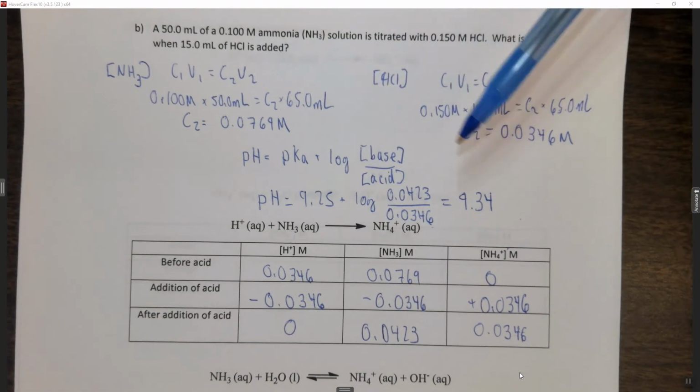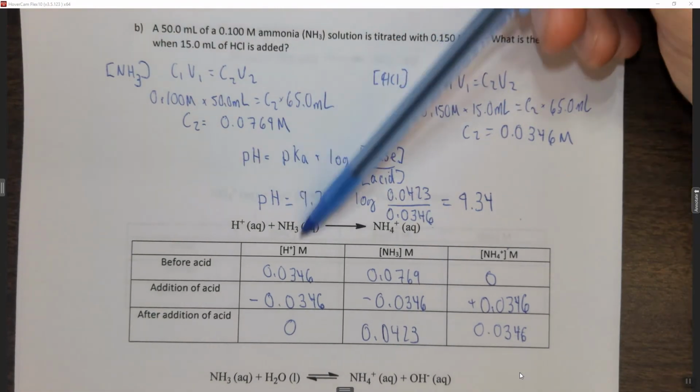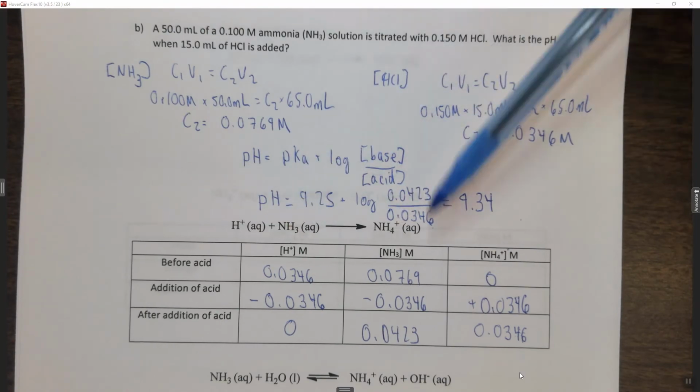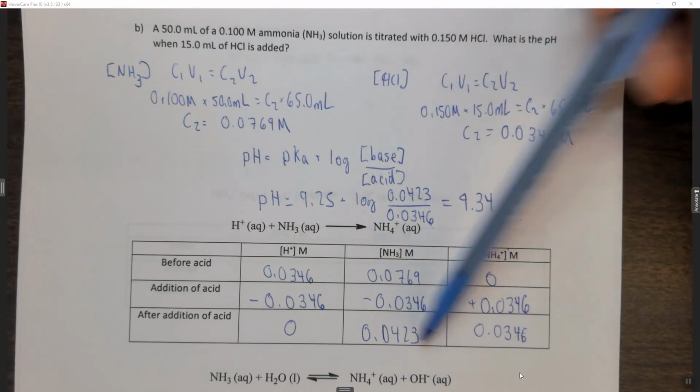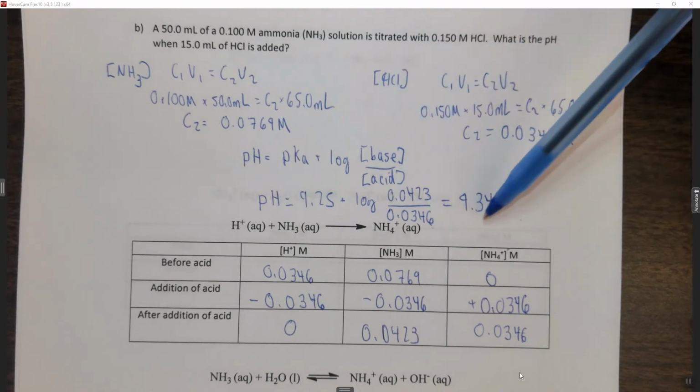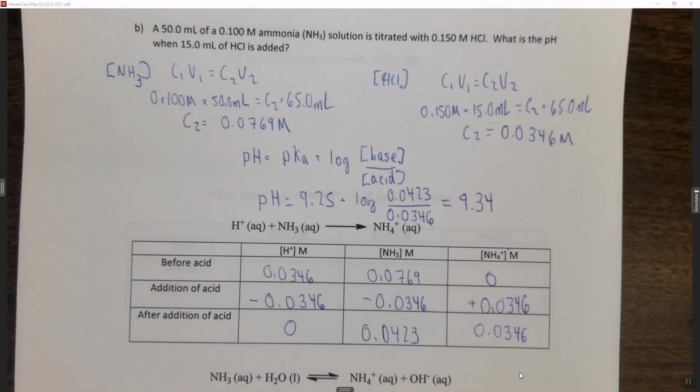Also, we need to realize that NH3 will react with H plus to form NH4 plus. NH3 and NH4 plus both being in solution is a buffer. So we're going to use the Henderson-Hasselbalch equation to find the pH of the buffer. What makes these questions particularly challenging is knowing which equation to use and when. The best thing you can do, practice.